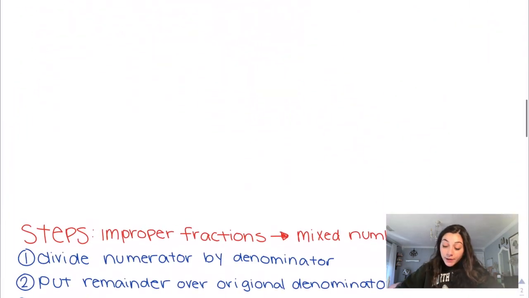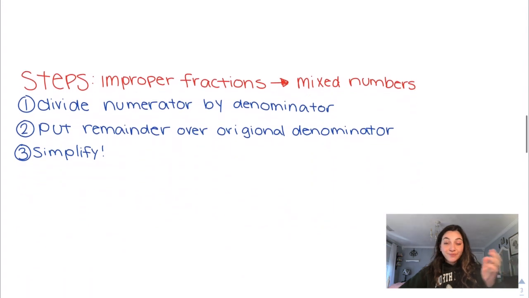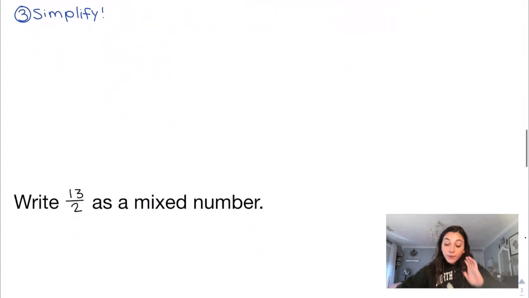So now we're going to go over the steps to turn an improper fraction into a mixed number. The first thing you're going to do is divide the numerator by the denominator. Then once you can't do that any more evenly, you are going to use that remainder, put it over the original denominator, and there you go. So we are going to write 13 halves, 13 over 2, as a mixed number.